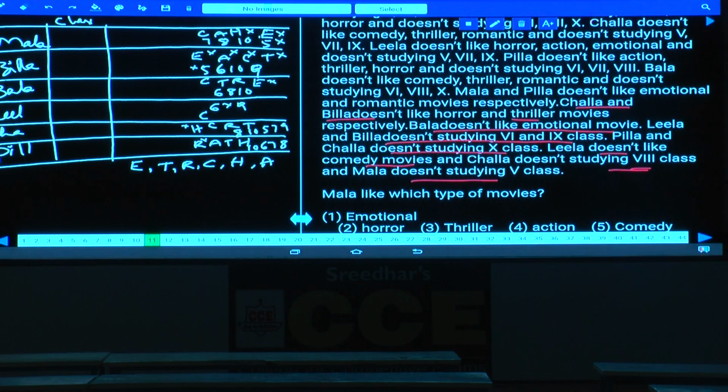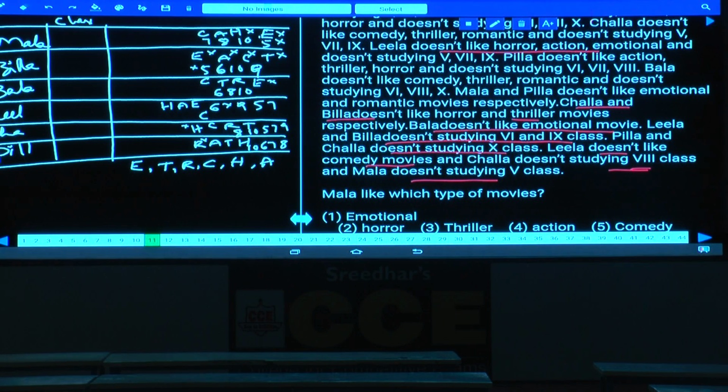Now this is the information we have. Have we covered the entire information or not? Leela does not like horror, action, emotional, and does not study in 5, 7 and 9. We had not taken this information. Now tell me, with this information, where can we start?